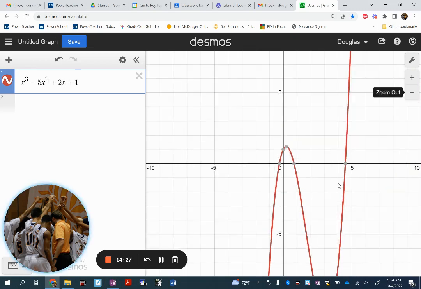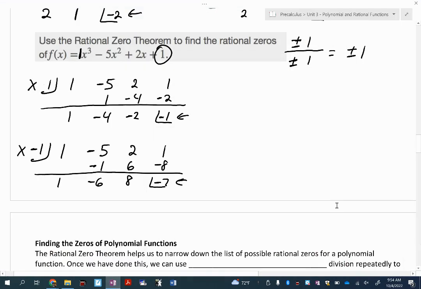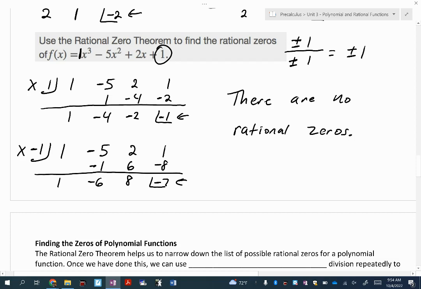Right, so you can see we have 3 solutions. All of them are real, no imaginary or complex solutions, but all of them are irrational. So again, this is one of those questions where technology would have to be used. If you want me to write an answer here, I would say there are no rational zeros. Okay?